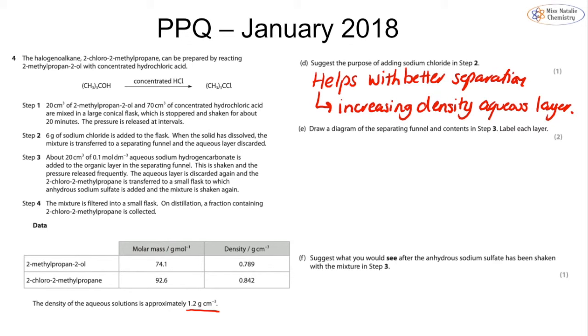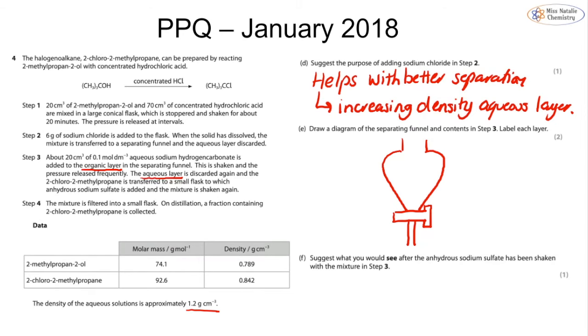Part A is drawing a diagram of the separating funnel and the contents in step 3 and labelling each layer. So we know that we're going to have an aqueous layer and an organic layer. So we get 2 marks here. The first mark is to actually draw the separating funnel. So we can draw a funnel of any shape, just making sure that we have a narrow top and then a tap at the bottom and a narrowing at the bottom. That would get you your first mark.